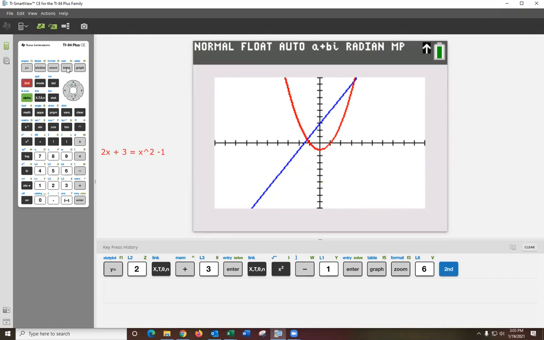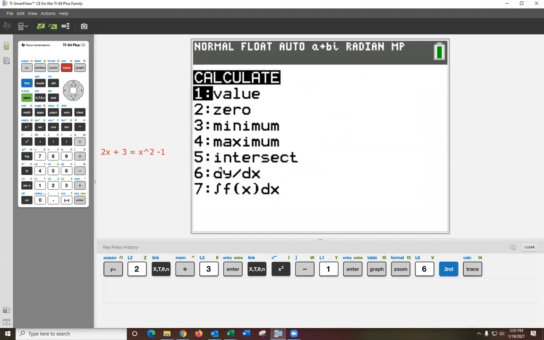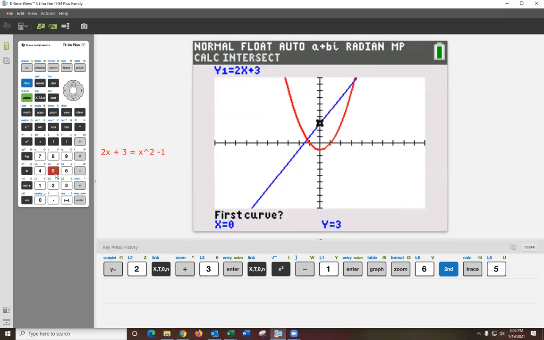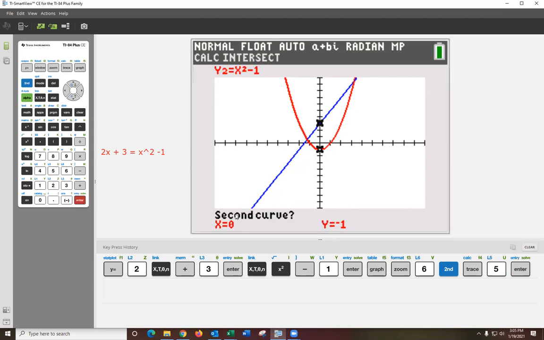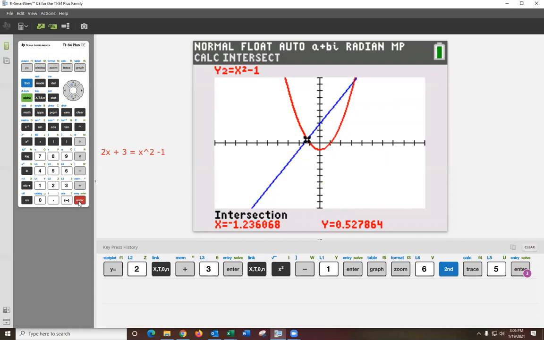So let's go second trace, and then option 5 is the intersection point. There are some questions here. What is your first curve? The blue line is my first curve, y1. What's your second curve? The red one, y2. Give me a best guess. I'm just going to hit enter. So basically you just go second, trace, option 5, and then enter, enter, enter, 3 enters. So one solution is negative 1.236068, or negative 1.24 or so.